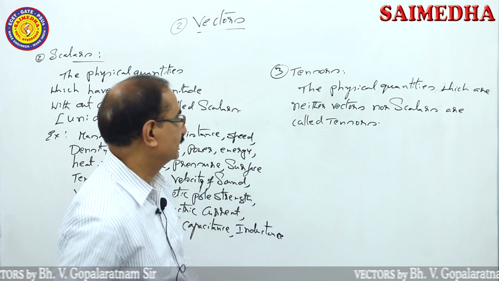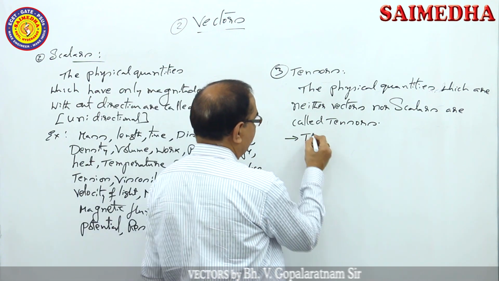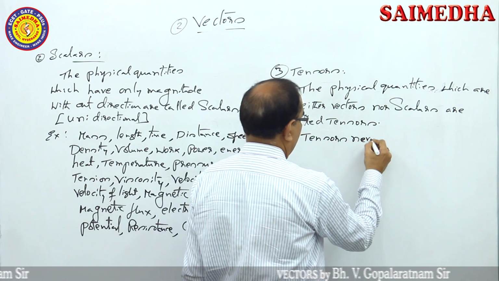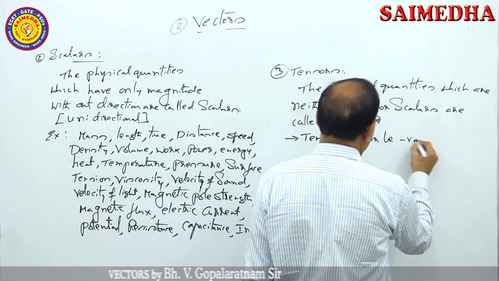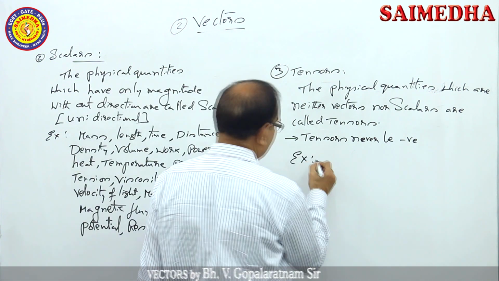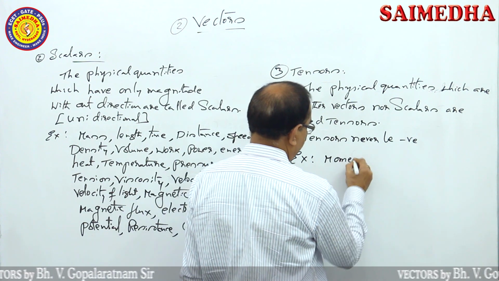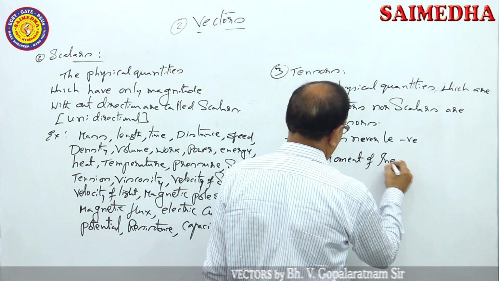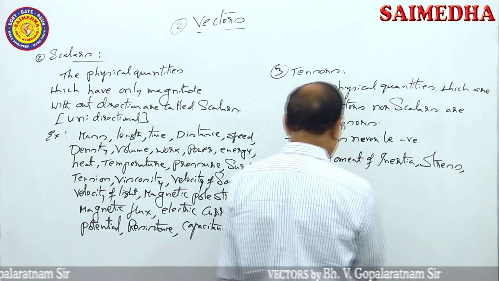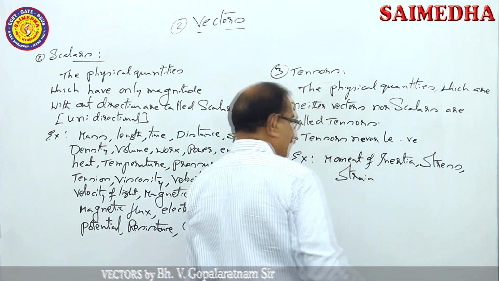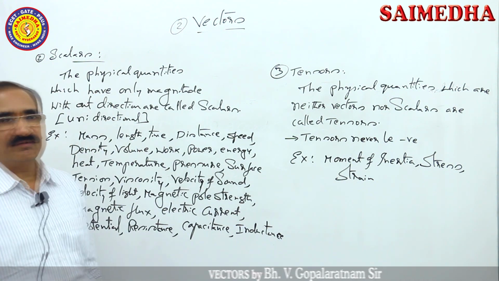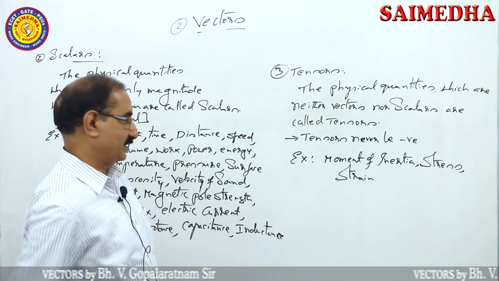Tensors can never be negative. Let us see some examples of tensors, three examples: moment of inertia, stress and strain. These are tensors. So we have three types of physical quantities: vectors, scalars, and tensors.